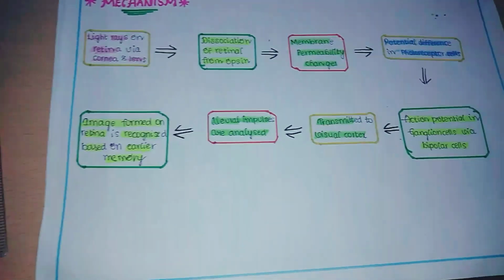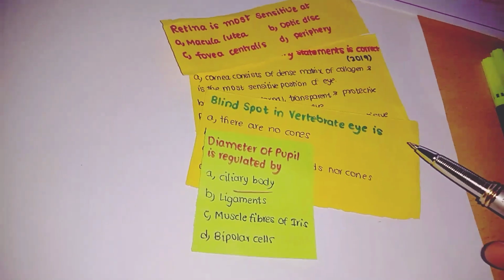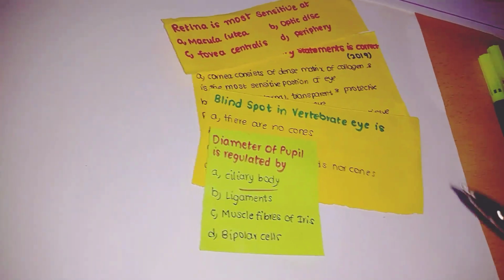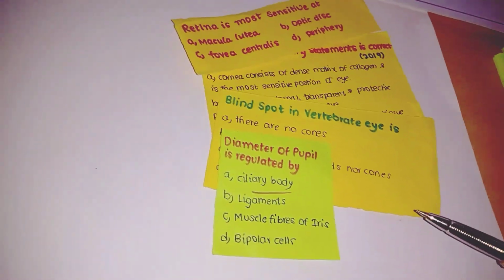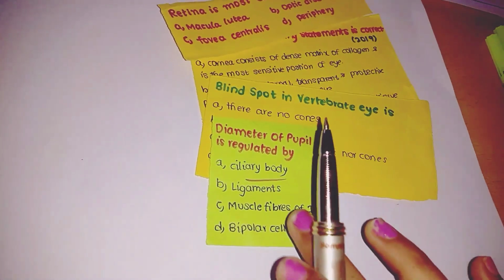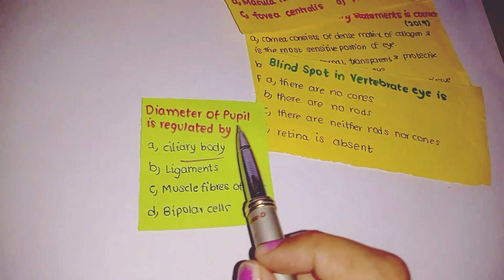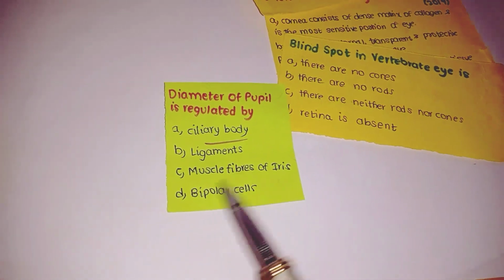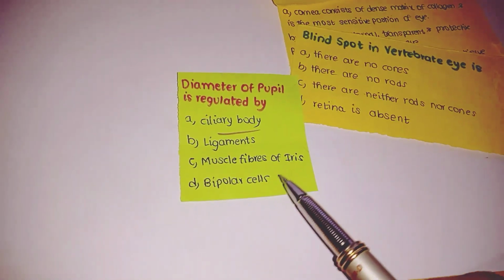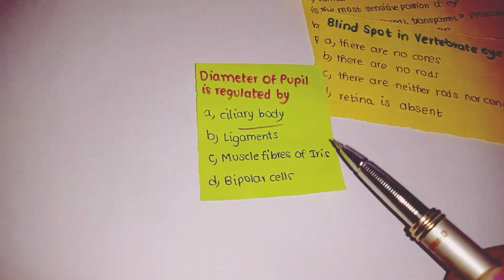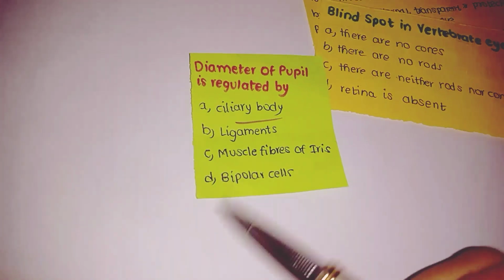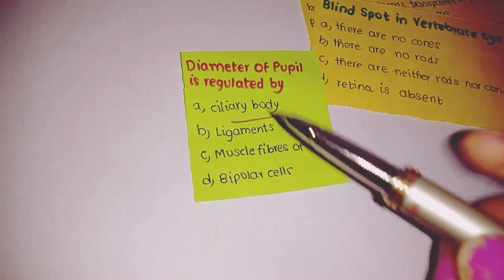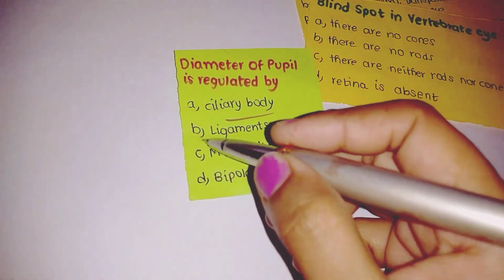Now it's time for active work of your brain. Listening to this concept only constitutes passive work. Give your brain active work by solving this MCQ. Diameter of pupil is regulated by ciliary body, ligaments, muscle fibers of iris, or bipolar cells. Pause this video and try to answer the question without looking into your NCERT. The answer for this is muscle fibers of iris regulate the diameter of pupil. So the correct option is option C.